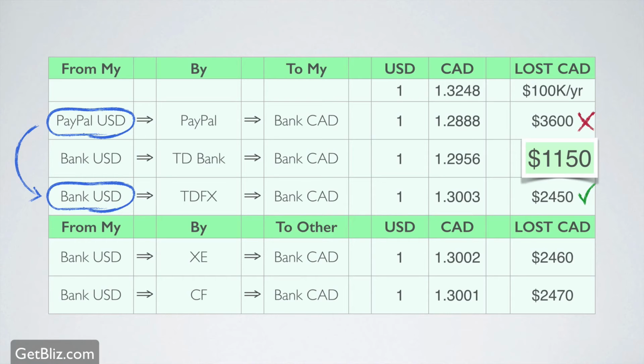And then what I do, I use the Toronto Dominion foreign exchange service, which gives me a really good rate, and that transfers the US dollars into Canadian dollars. So every year, by doing so, I'm saving about $5,000. Here on these two other columns, I have two different services, xe.com and canadianforex.com, which also give pretty good rates.